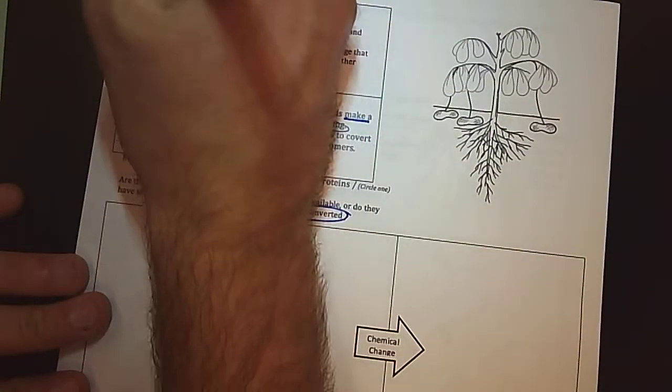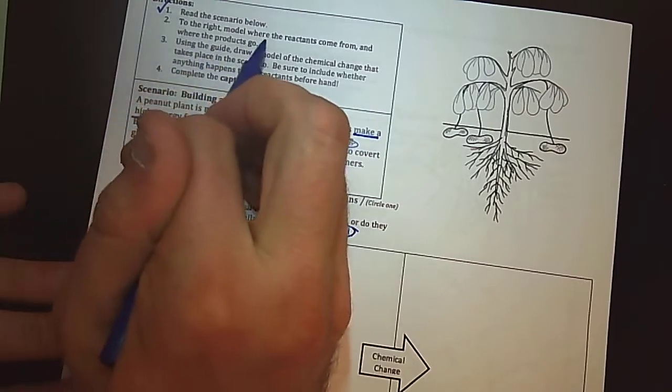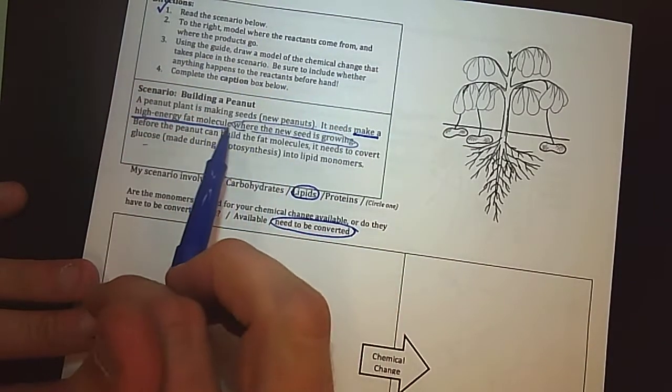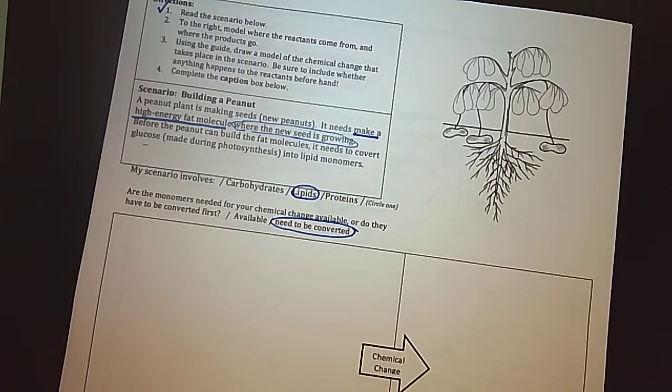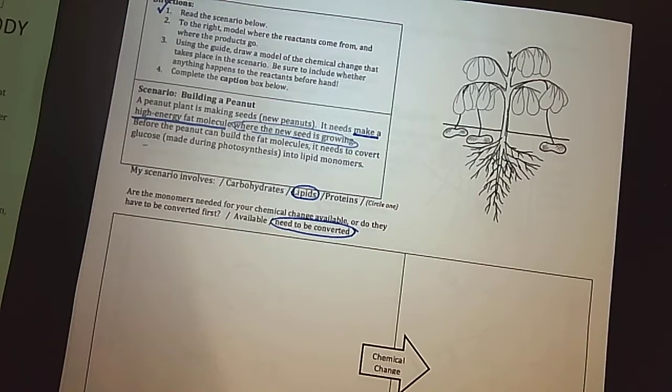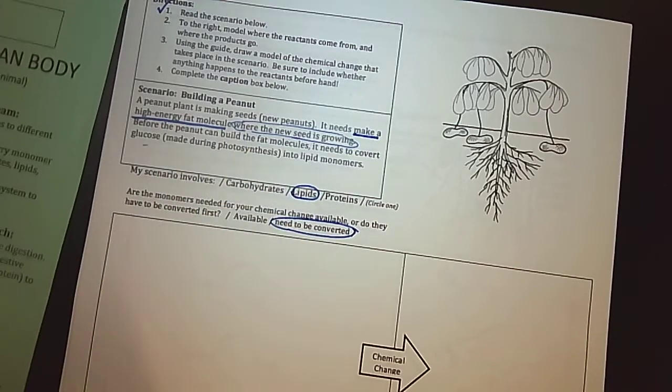So we've read the scenario. To the right, model where the reactants come from and where the products go. All right, so again, I'm just going to use the scenario here. You don't have to memorize all the stuff of like, where does the glucose come from to make a peanut, and where does it go and everything. Each scenario is going to be different.